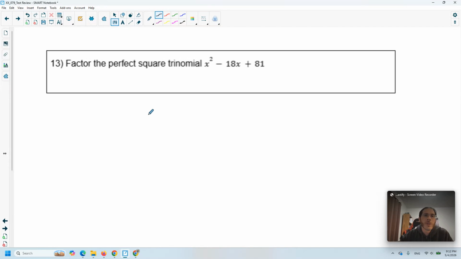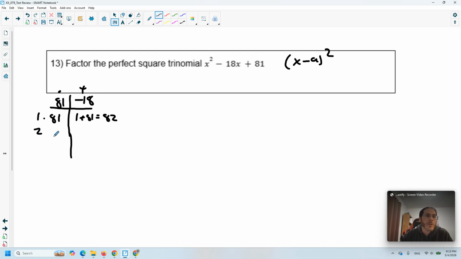All right, for 13, we have to factor the perfect square trinomial. Again, if you got it, you got it. If we want to go through the process, we would again make the chart. We're multiplying to get to 81. We need to add to negative 18 because that's in the middle. So 1 times 81, we add those up. We get 82. All right, no good. 2 doesn't work out because this isn't even. So I'm going to skip all the other even numbers. So 2 just doesn't work out.